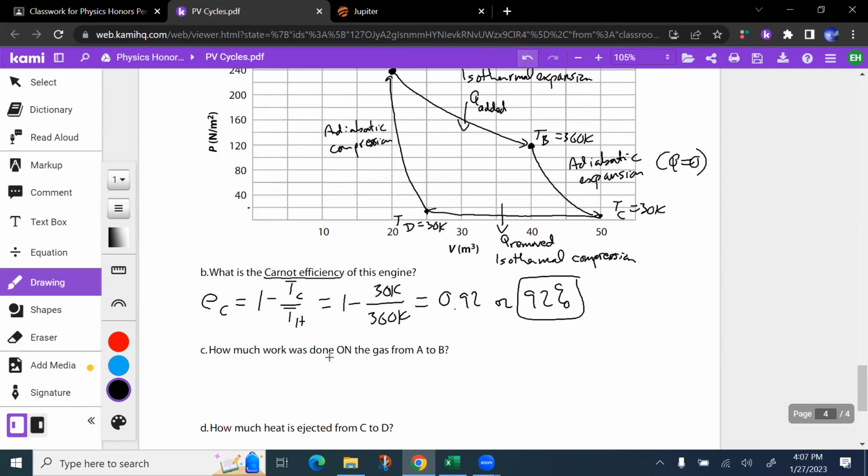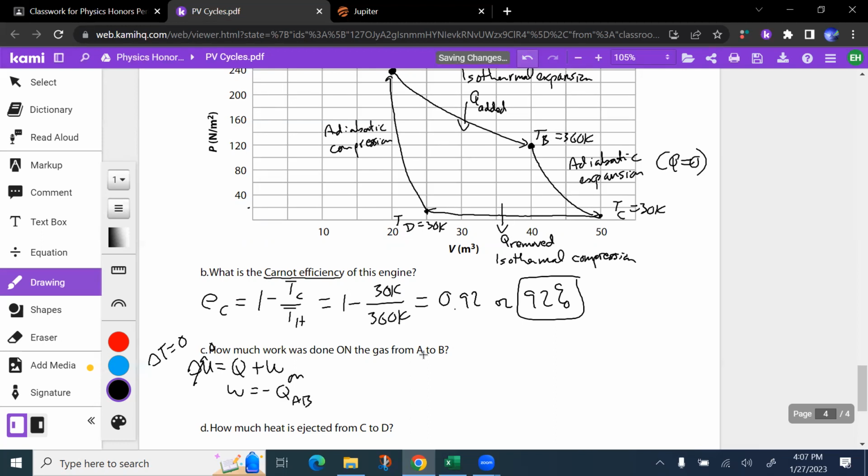Now, how much work was done on the gas? Well, we could do this a couple ways. From A to B, we could use the first law of thermodynamics, in which case the change in internal energy was 0 because there was no change in temperature, remember? And internal energy changes as temperature changes. Internal energy is basically the kinetic energy of the gas, and average kinetic energy is measured by temperature. So if there's no change in temperature, there's no change in internal energy. And if we whip this around a little bit, the work is equal to the negative of the heat from A to B.